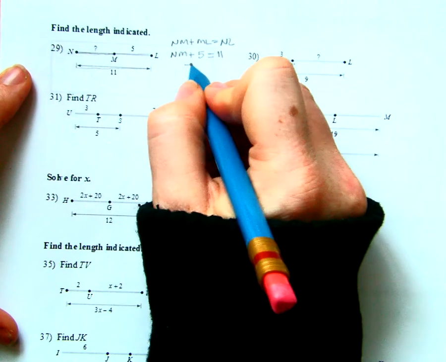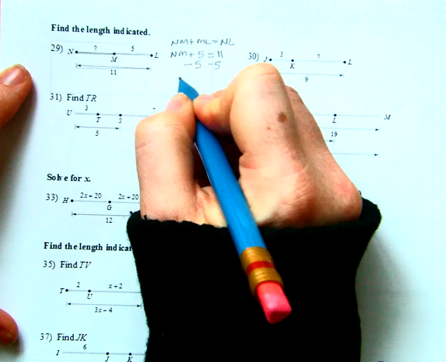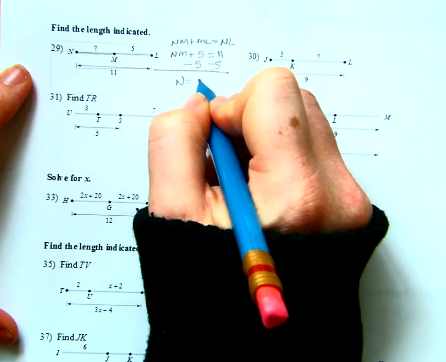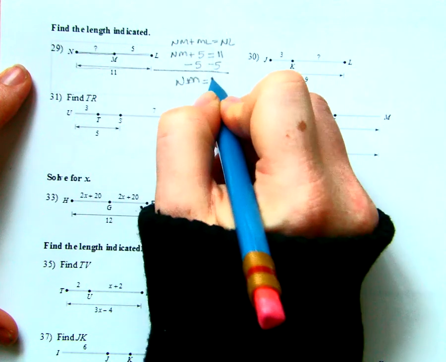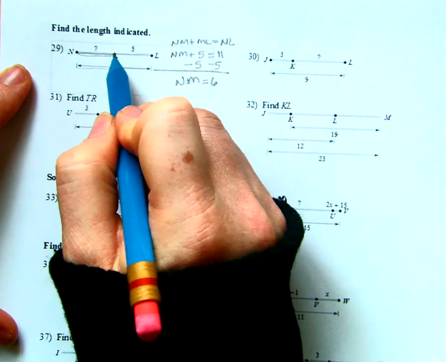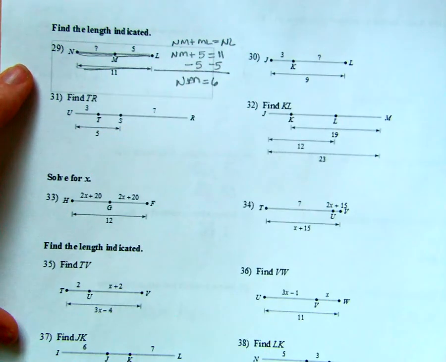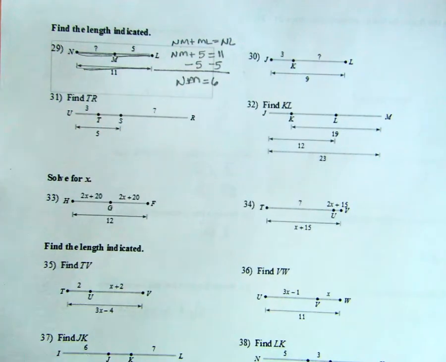So I could just subtract 5, and NM would have to be 6, right? Because 6 plus 5 is 11. Remember, you're showing me quality work. Do not just put a number there, even though many of you could do that.